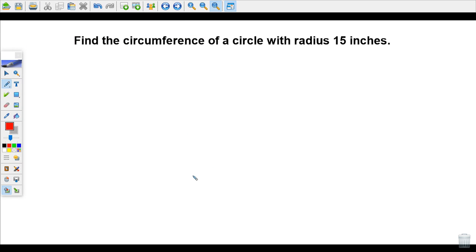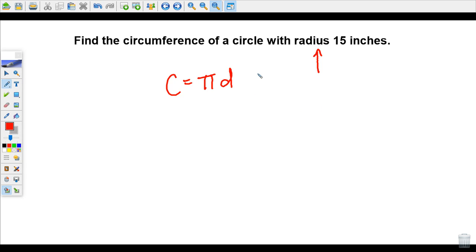One more and we'll wrap it up. Find the circumference of a circle with a radius of 15 inches. So this is important. This is the radius. Our formula is diameter. There actually is another formula for circumference of circles when you have the radius.